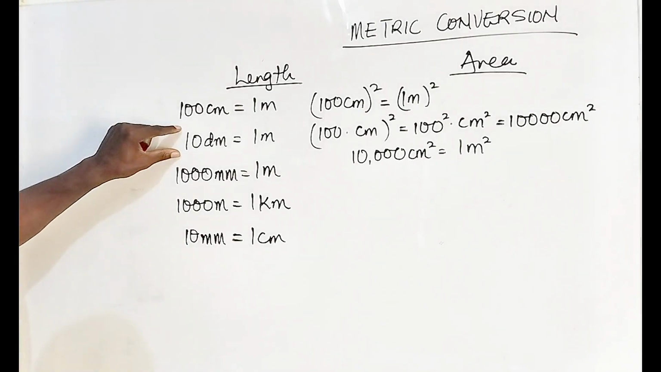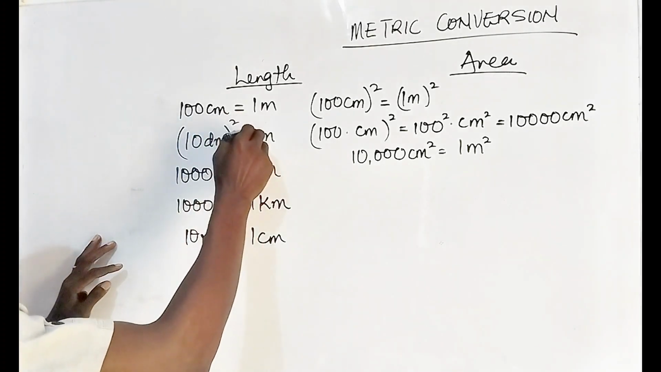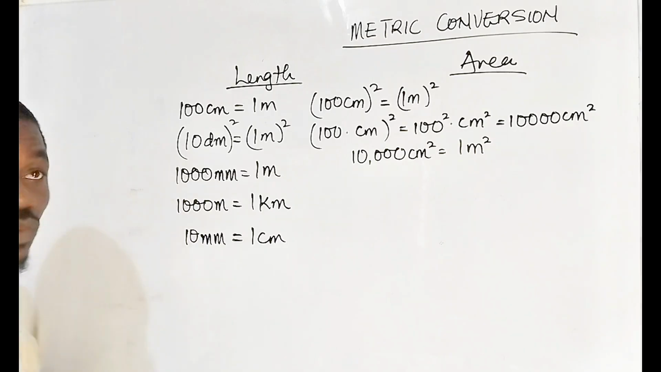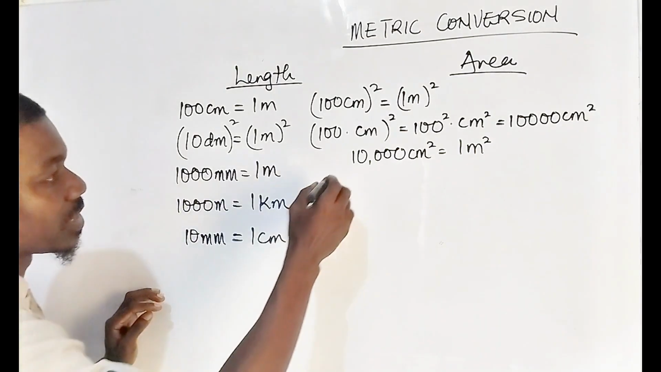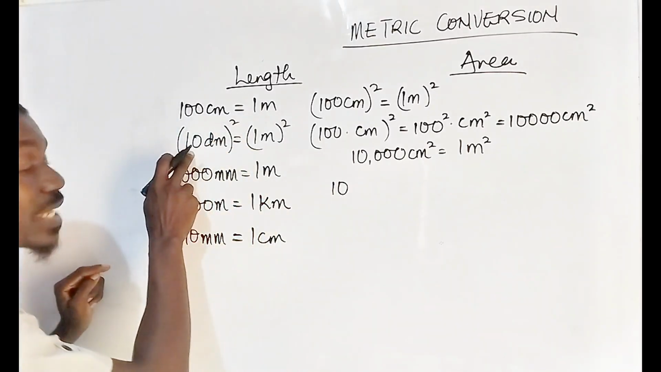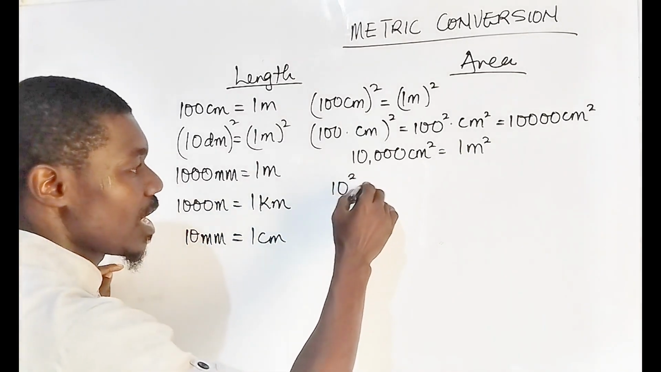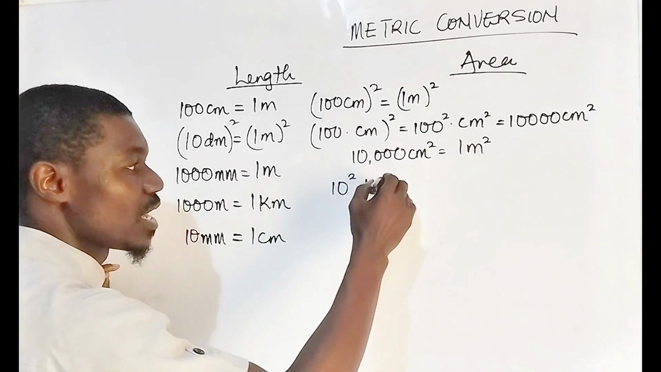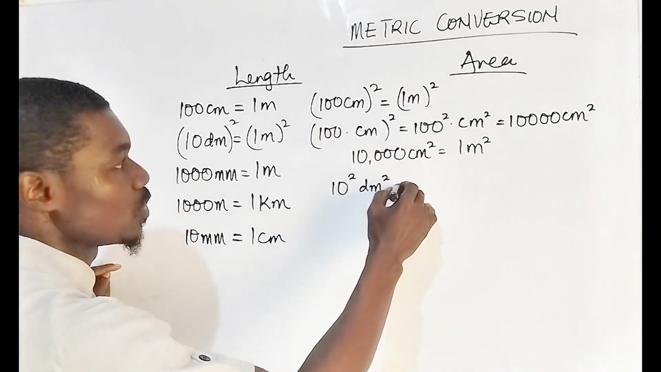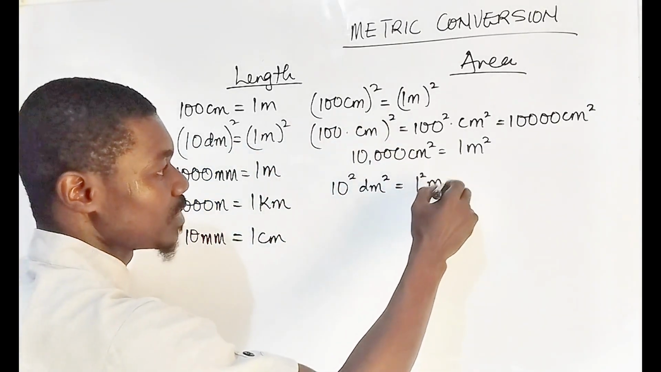Now the same thing here. Okay, let's raise this to the power of 2 and this to the power of what? 2. And with that we can say this is what? 10. We distribute this power to 10 and what? Decimeter, which will be 10 squared and decimeter squared. Okay, which will give us what? The same thing here, 1 squared and meter squared.